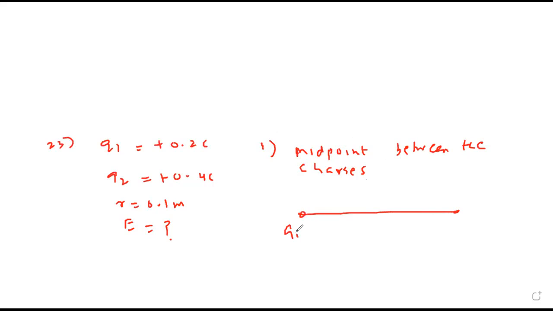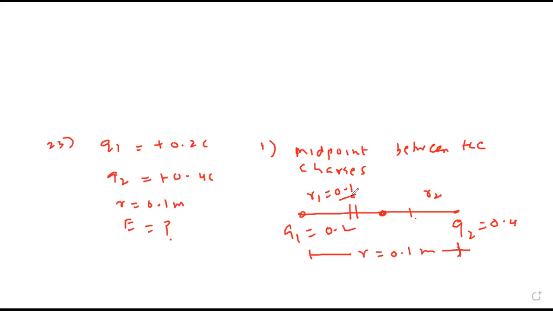This is one charge, 0.2, second charge, 0.4. Midpoint means center, so total distance 0.1 meter. So this R1 will be same as R2, which is 0.1 upon 2. Because Q1 is positive, the field will be directed outward. Q2 is also positive, so from here outward.